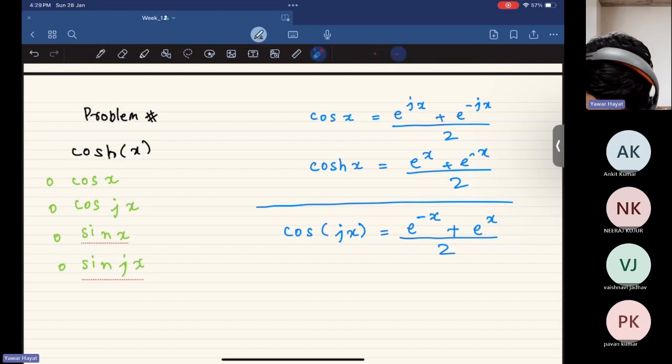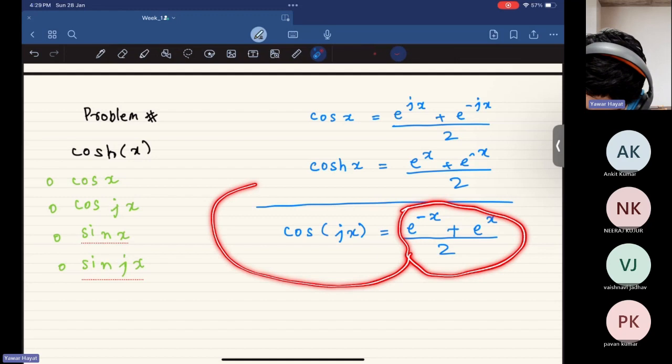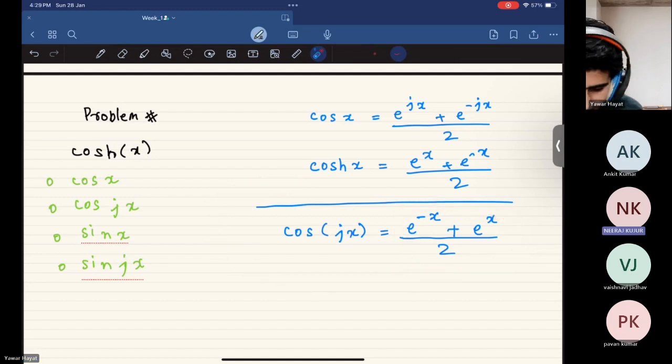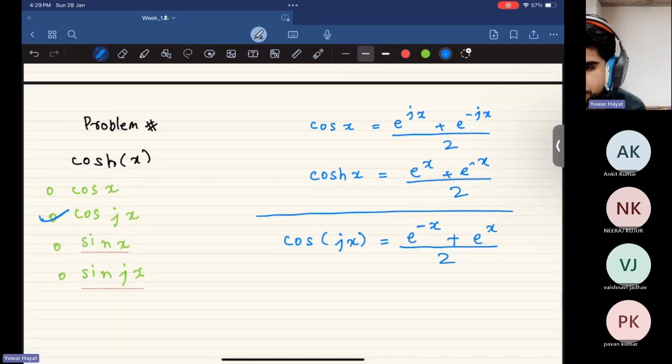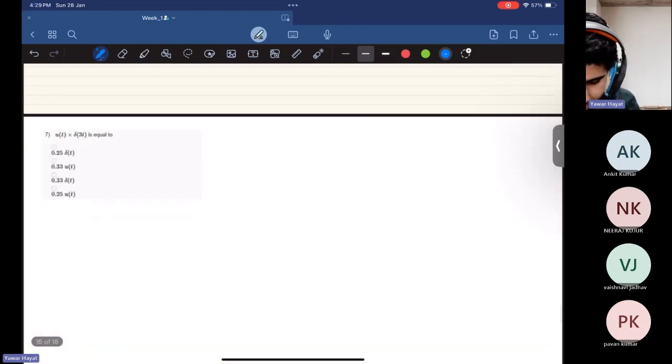And what is this? Does this look like cosh x? Yes, sir. So what should be the answer? B, right? Should be B. Okay, let me see what else. I showed you this one. Okay, now the problem is this one, right?